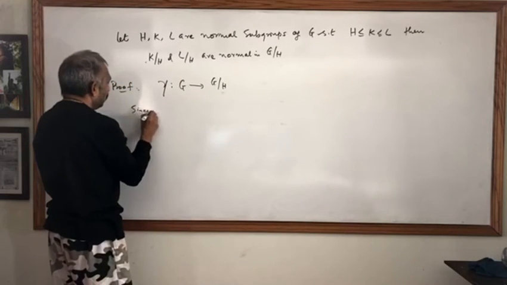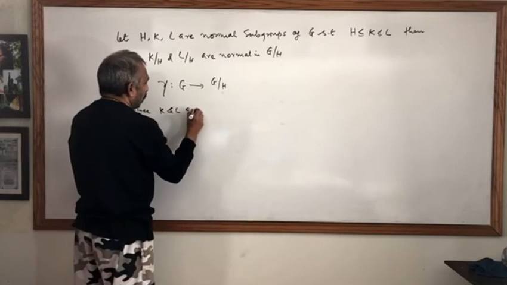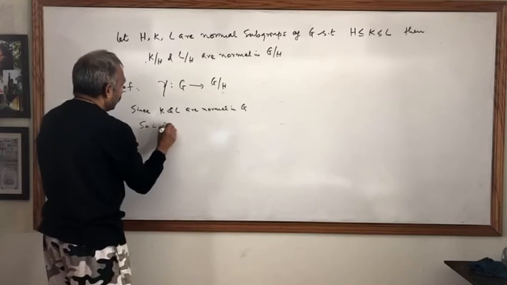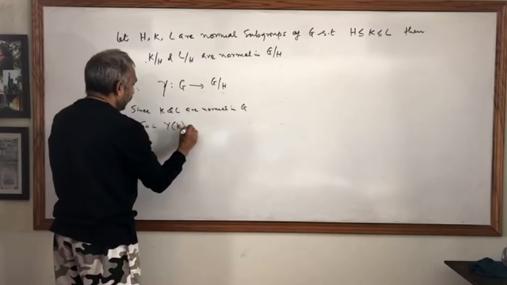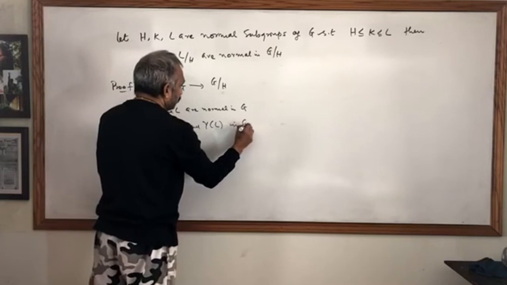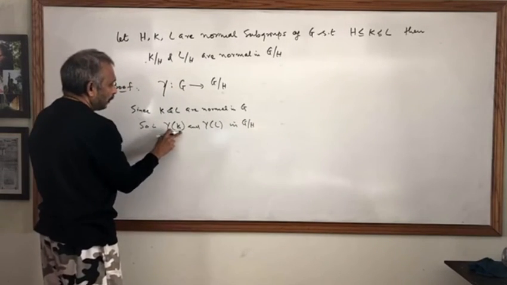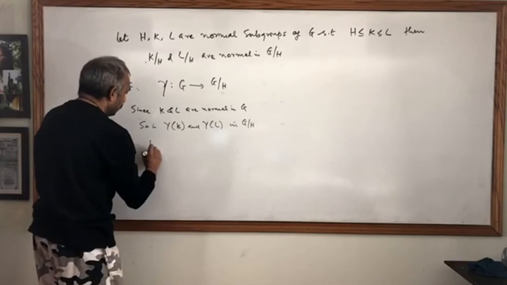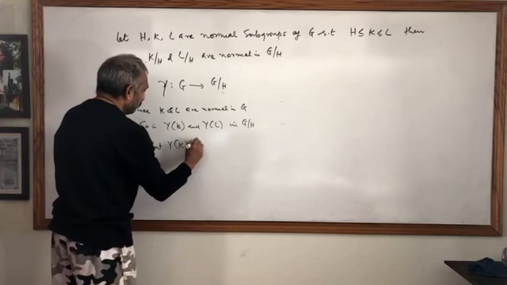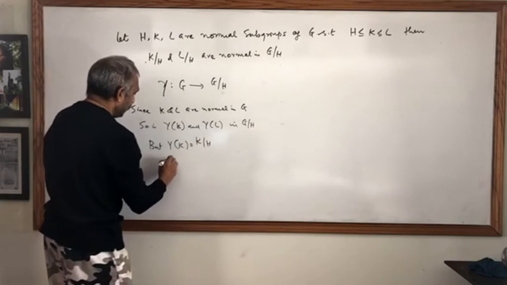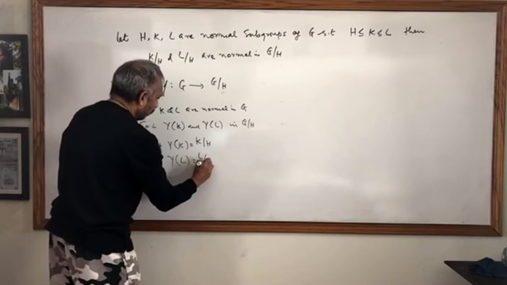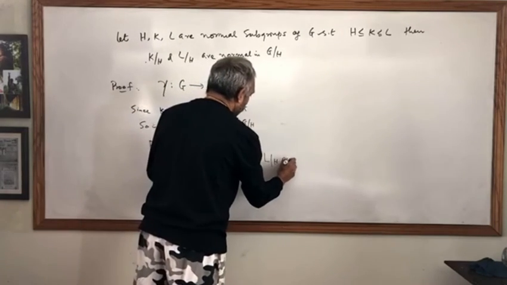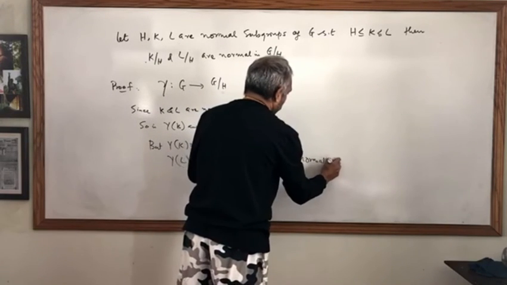So since K and L are normal in G, so are gamma of K and gamma of L in G over H. Meaning gamma of K is normal in G over H, gamma of L is normal in G over H. But gamma of K is nothing but K over H. And gamma of L is nothing but L over H. And that implies K over H and L over H are normal in G over H.